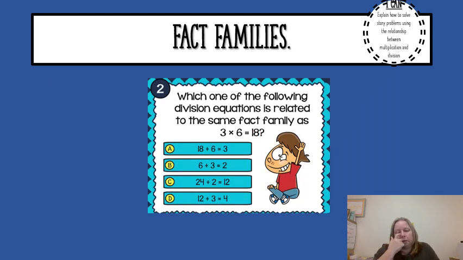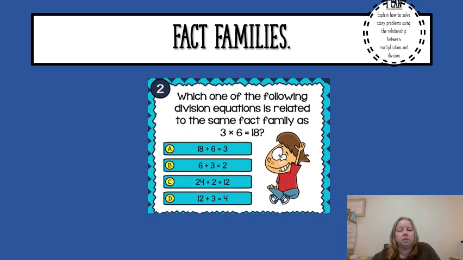Alright guys, let's take a look and do some practice here. It says, which of the following division equations is related to the same fact family as 3 times 6 is equal to 18? Now remember, the family has all the same members. So that means all the numbers are going to be the same.